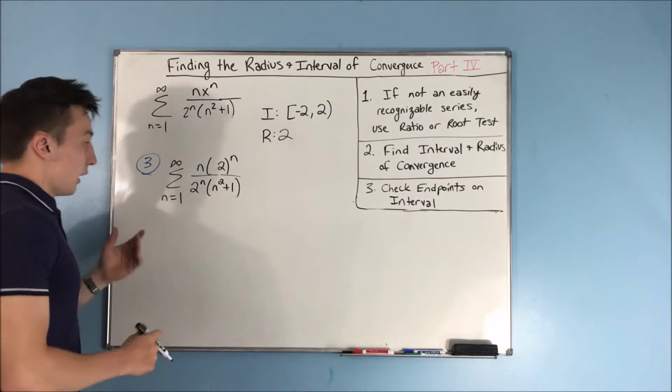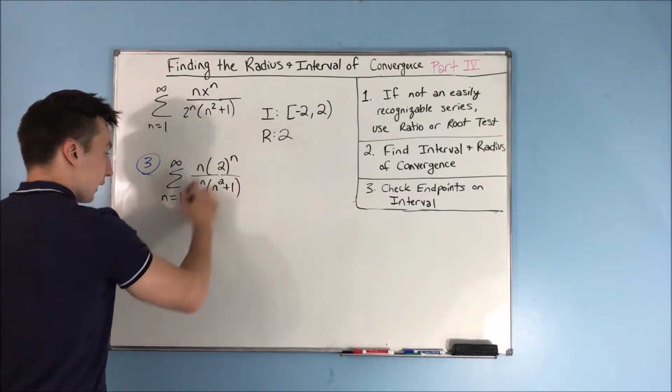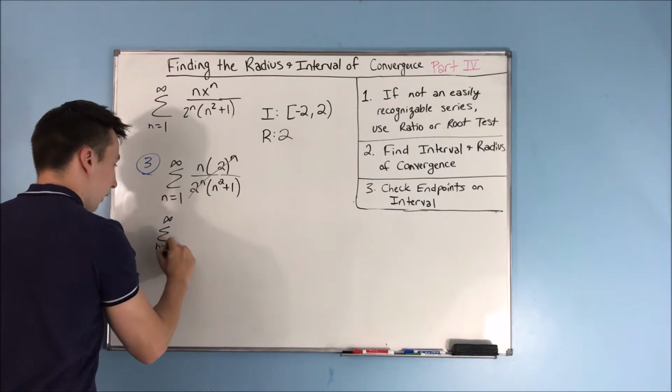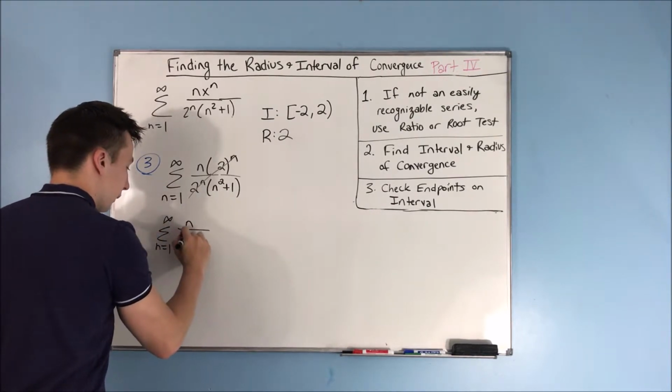Now when we do that, the 2 to the n's cancel off, and we're just left with the sum from n equals 1 to infinity of n over n squared plus 1.